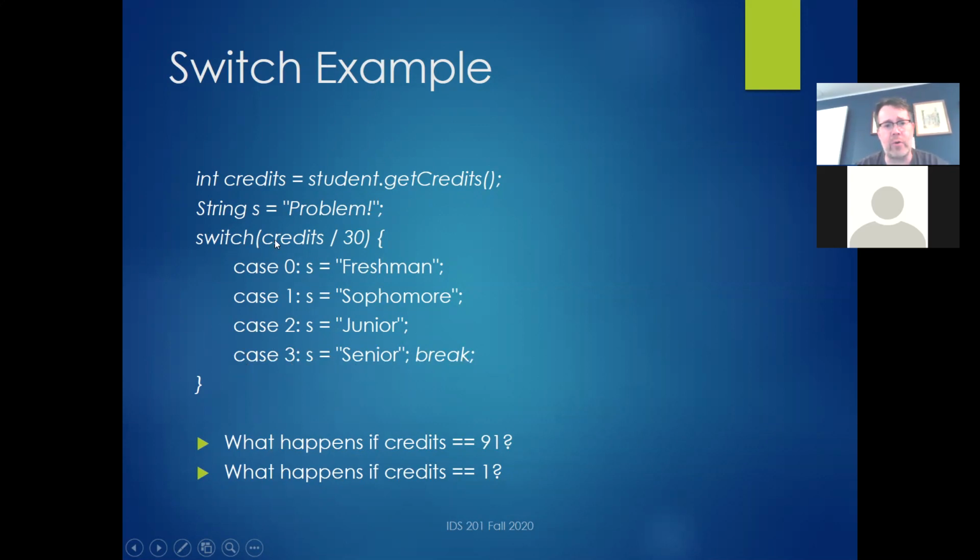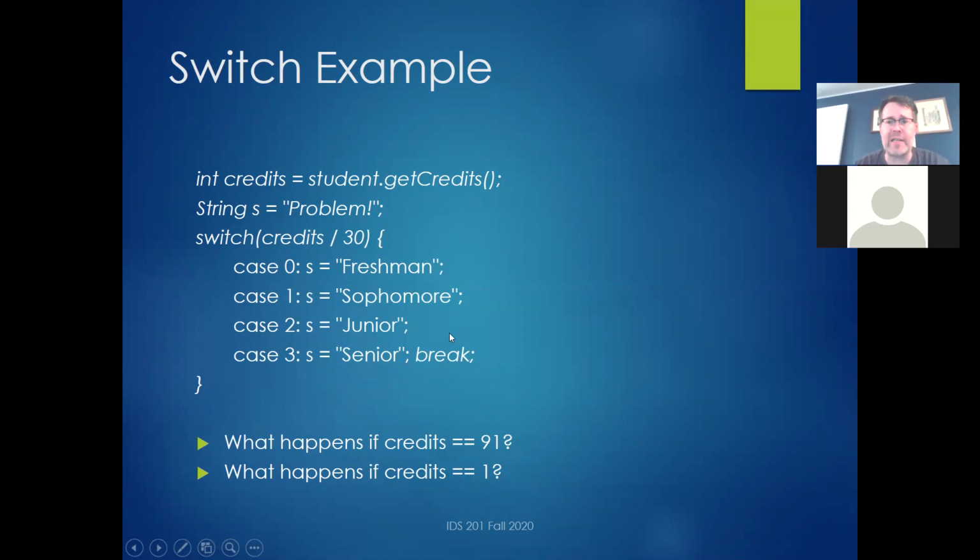We take switch on credits divided by 30, so we switch on 0. We hit case 0 as our entry point. We go in there, but since we don't see a break, we continue doing these other statements. We continue with S equals sophomore, S equals junior, S equals senior. And at the end, S will be senior. So you need the breaks at each one of those.